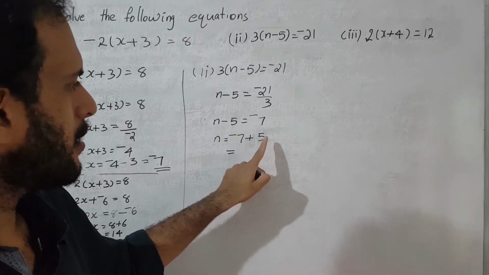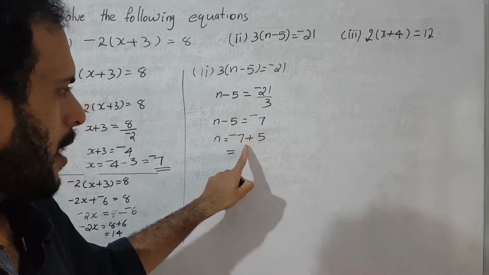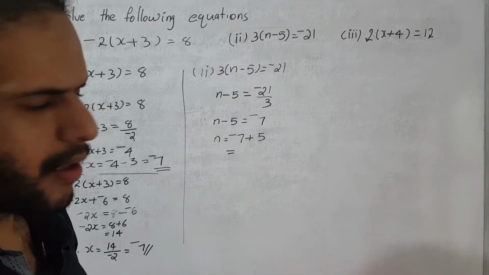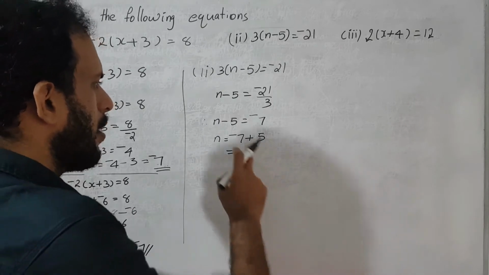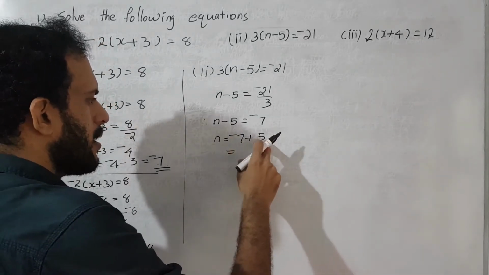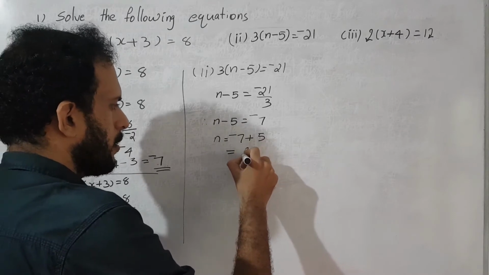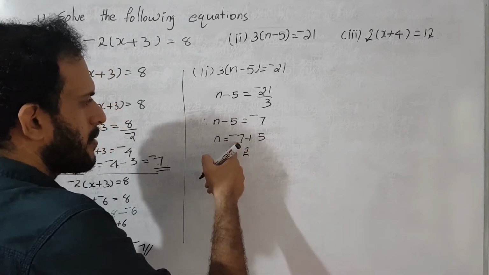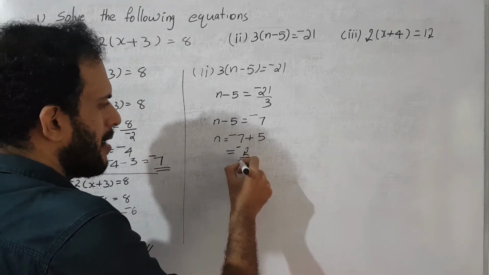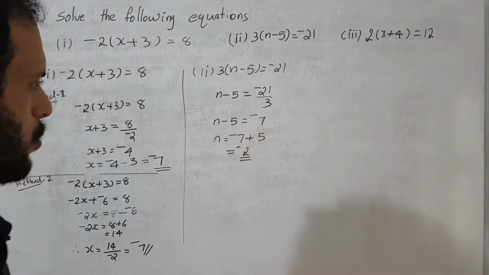We subtract smaller from bigger and put the sign of bigger in the answer. So 7 minus 5 is equal to 2. Then what is the sign of 2? The sign of 7, that one is minus. So what is the value of n? n is equal to minus 2.